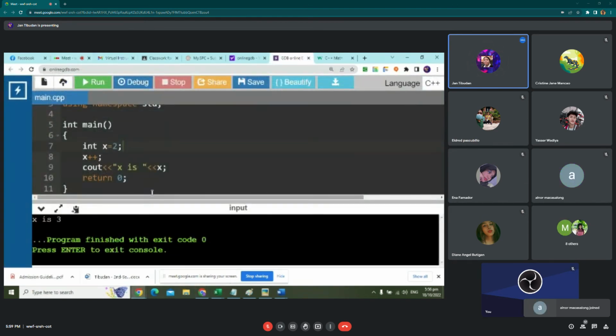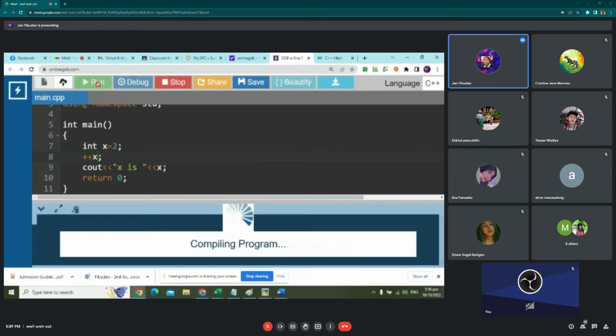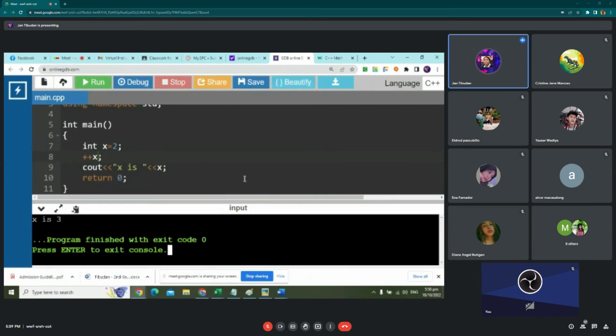So, look at this, class. x plus plus, so it still resulted as 3. So, 2 plus 1, that makes it 3. If we reverse this class to plus plus x, try it, okay? It is still the same result. But if ever you encounter a class like this, okay?